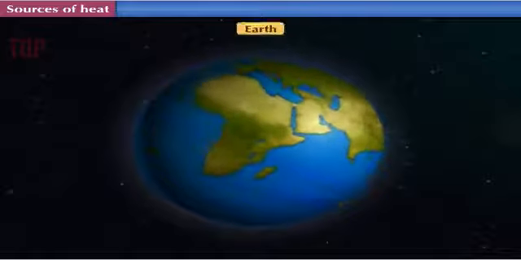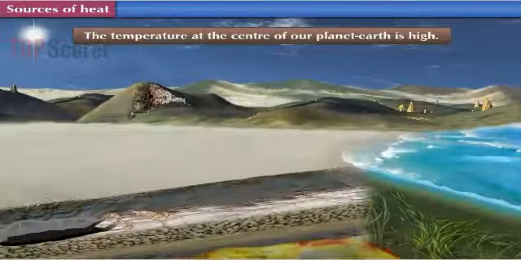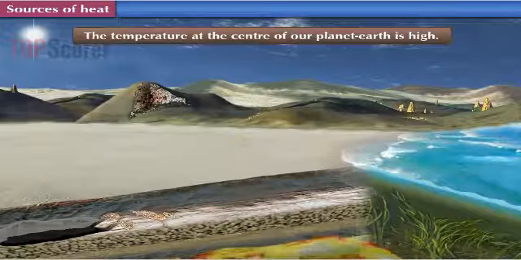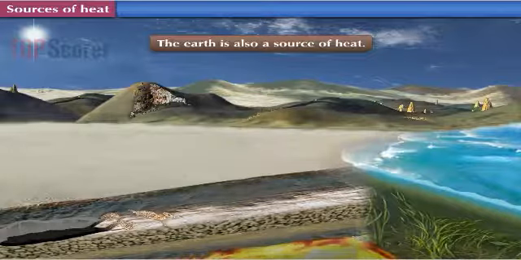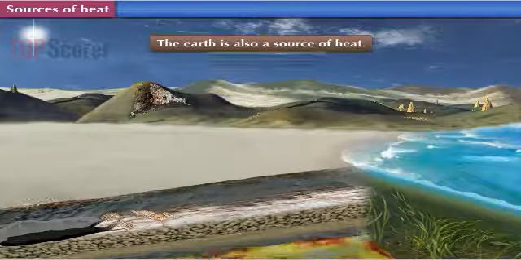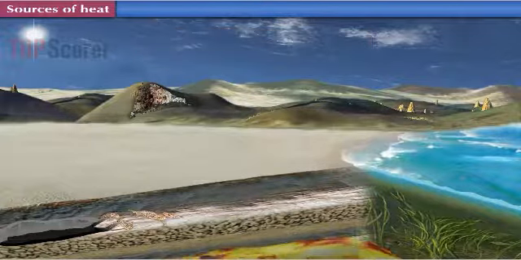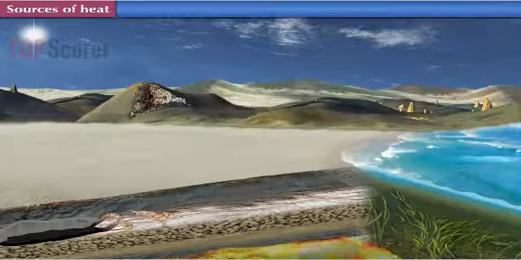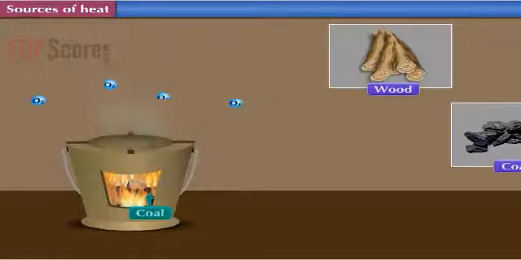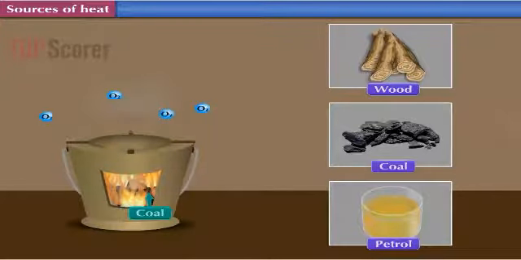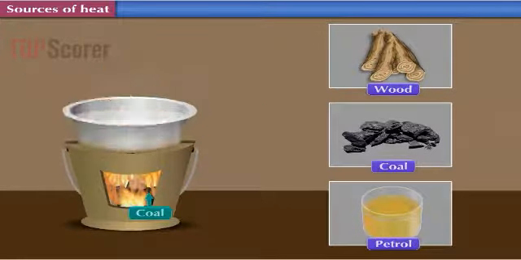Next source is the Earth. The temperature at the center of our planet, that is Earth, is high. Thus, the Earth is also a source of heat. This heat is called geothermal energy. Next is chemical energy. When fuels like wood, coal, petrol, etc. burn, a chemical reaction takes place between the fuel and oxygen. Thus, in these reactions, heat is produced.